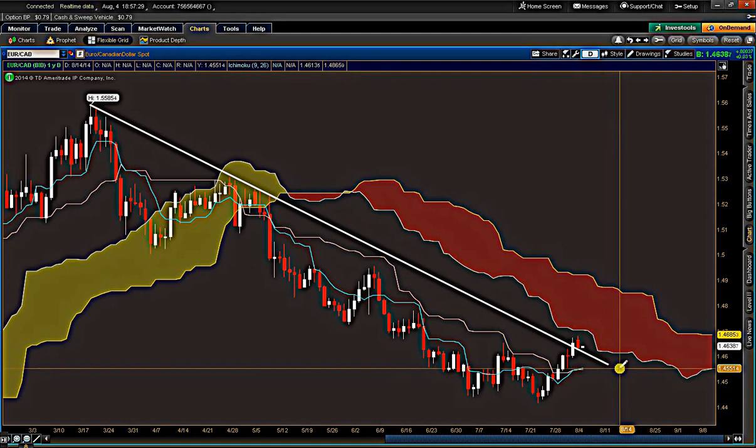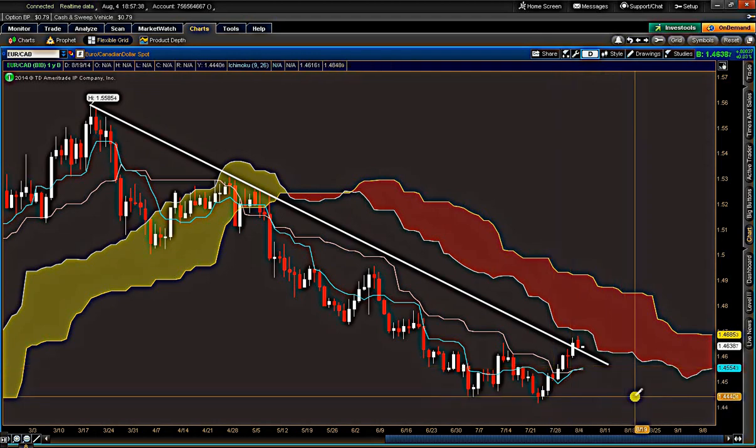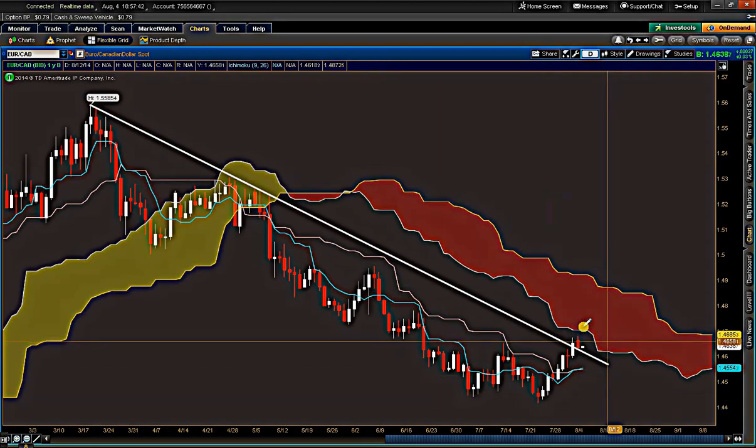So I'm going to stay out of EuroCAD, but if you are looking to possibly pick not the bottom, because the bottom is over here, but just catch it in what you might think is a new trend, then by all means this would be a good entry. Any other pairs that anybody wants me to go over?